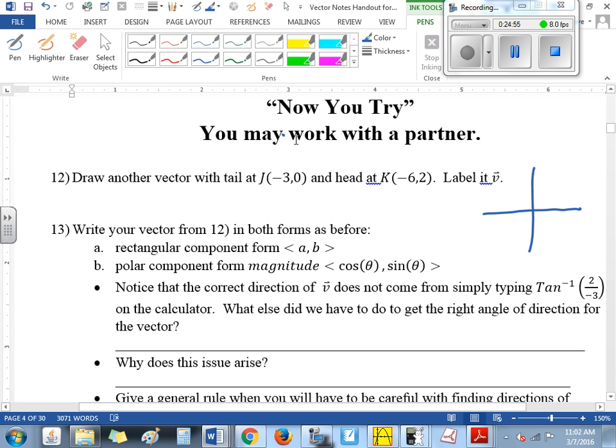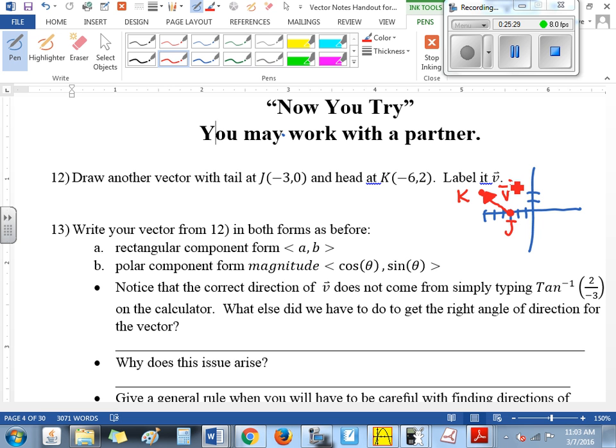Okay, so you can plot the first point at negative 3, 0, right? And the next point at negative 6, 2. Make sure you put the head at the point K. And instead of calling it vector JK, because then it would sound like I'm joking, JK, we're not going to call it the vector JK. Let's just call it the vector V the first time. Okay, and then we can move it to the origin if we want, and it'll still be called V.